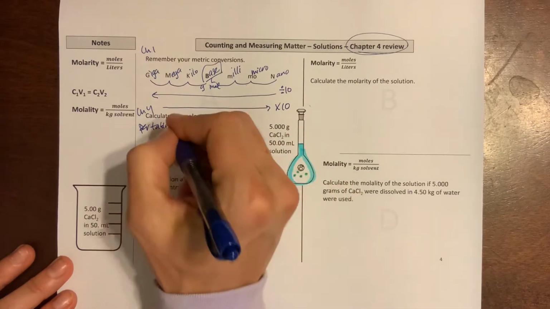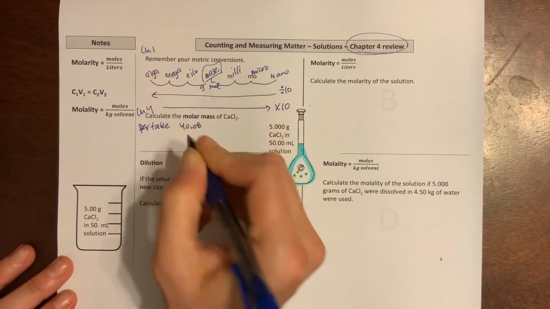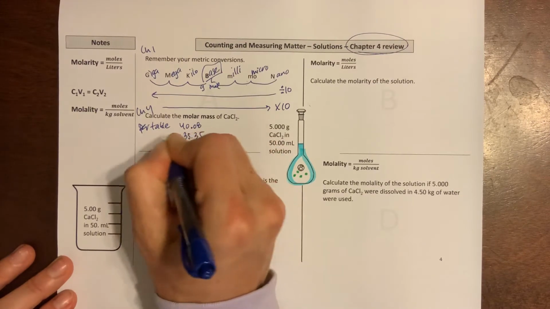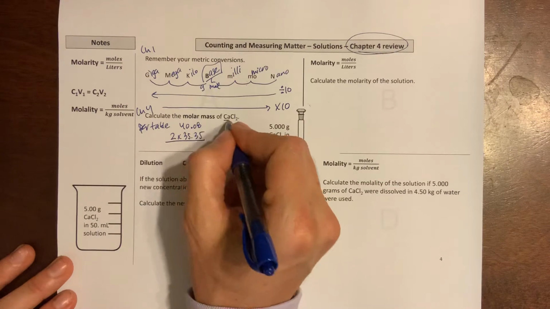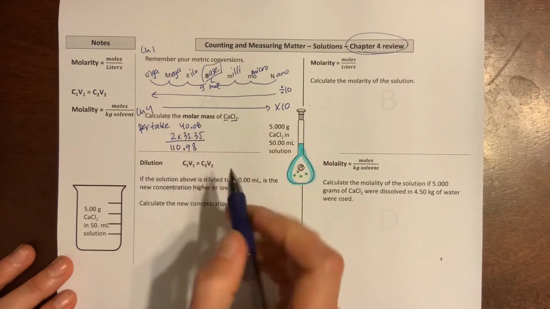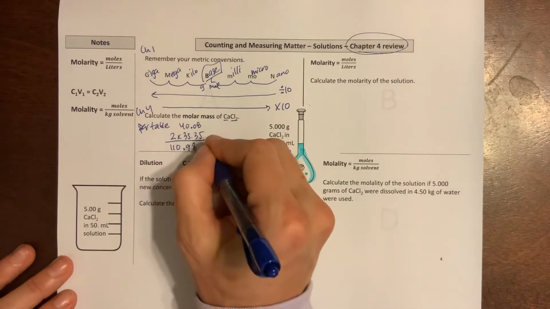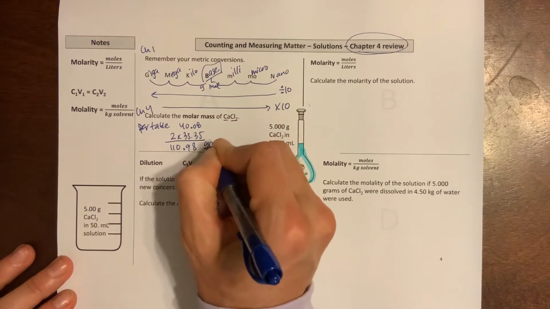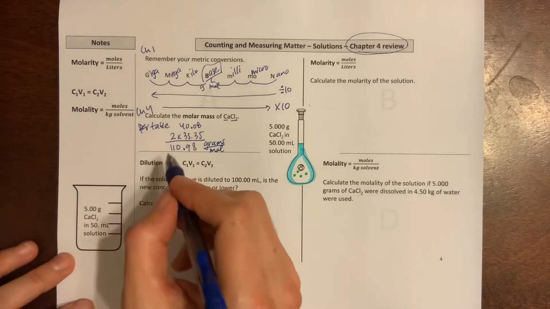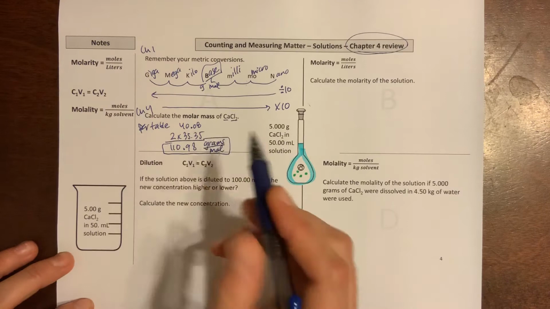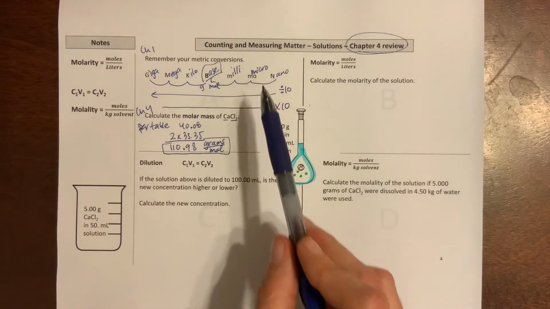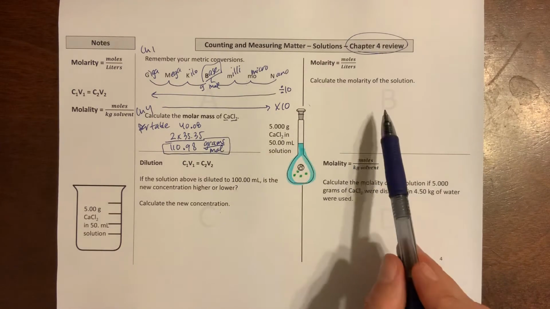I could look up calcium, which is 40.08 grams per mole, and then 2 times chlorine. So that's all from the periodic table for those elements, and that comes out to 110.98. Don't forget your units on molar mass. Those are always going to be grams over mole, and it's always per 1 mole. Okay, so this molar mass is going to come in handy as we work some problems on this page. So know your metric, know how to find molar masses, and now we're ready to use that.